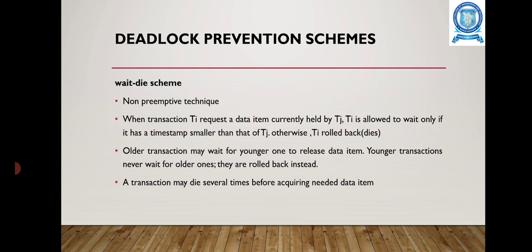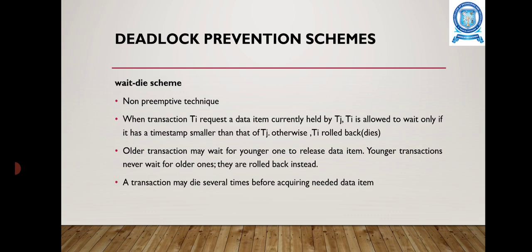When transaction Ti requests a data item currently held by transaction Tj, Ti is allowed to wait only if it has a timestamp smaller than that of Tj. Otherwise Ti is rolled back, that is, it dies. An older transaction may wait for a younger transaction to release the data item. A younger transaction never waits for an older transaction. They are rolled back instead. A transaction may die several times before acquiring the needed data items.